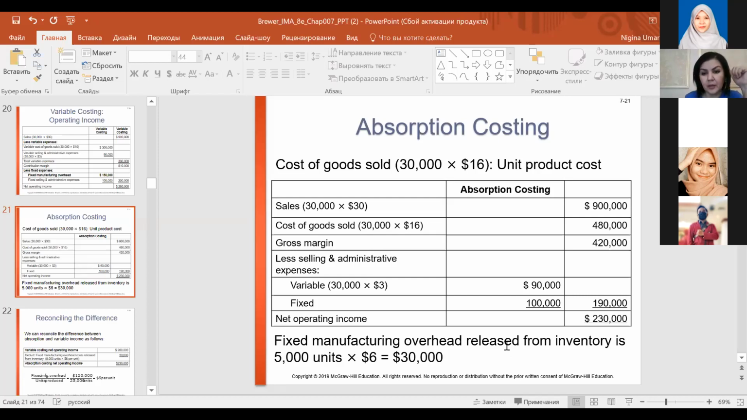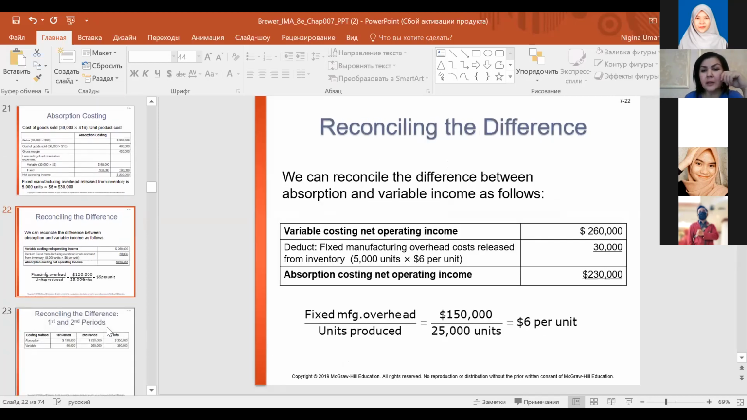Okay, so got it, Salma? Okay, and let's look at how we can make a reconciliation. If we know variable costing net operating income, 260,000, and if we know the inventory change, 5,000, we multiply by 6. So we subtract 30,000 from 260, and we can find absorption costing net operating income.